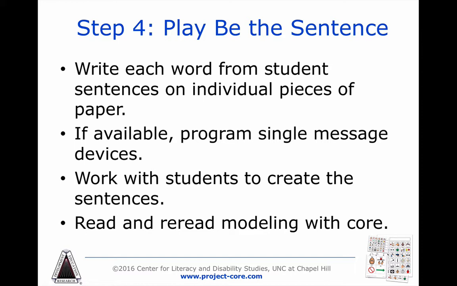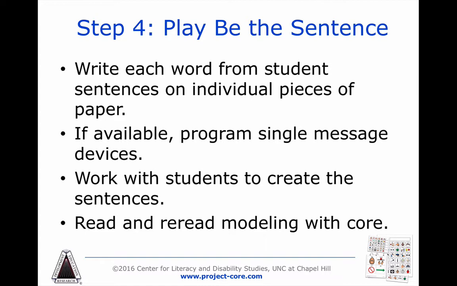The fourth step of predictable chart writing involves playing a game called Be the Sentence. During this activity, the adult writes the words from each sentence on a full-size sheet of paper. It's only necessary to write the words from the sentence stem once. Each word is printed with a large, thick marker and a font that's large enough for students to see from the front of the classroom.